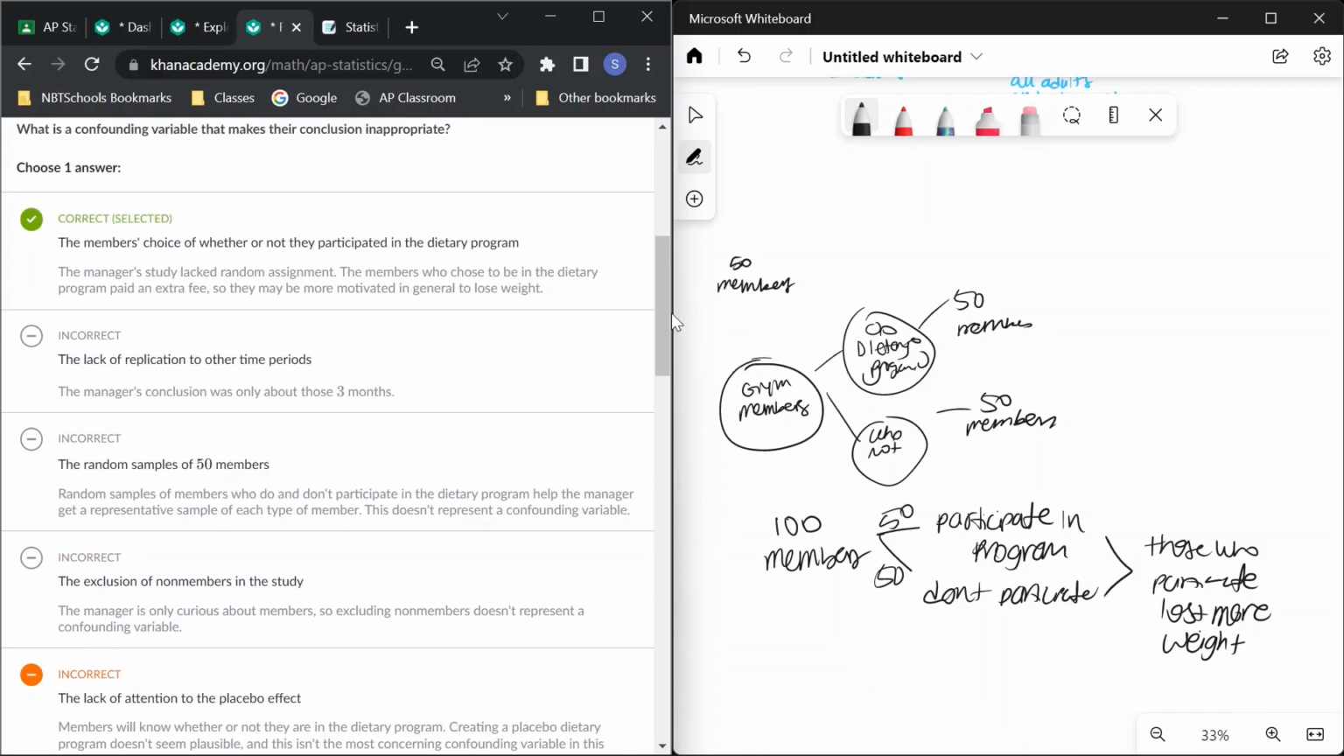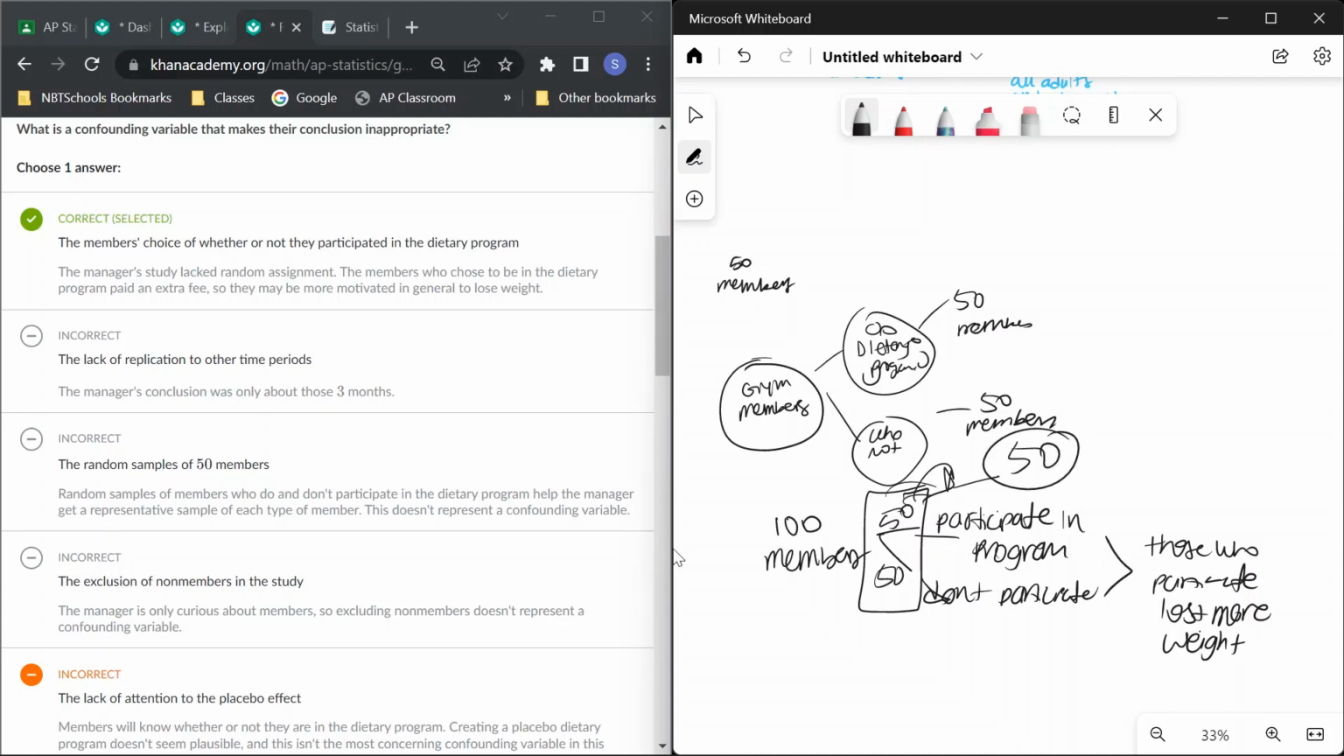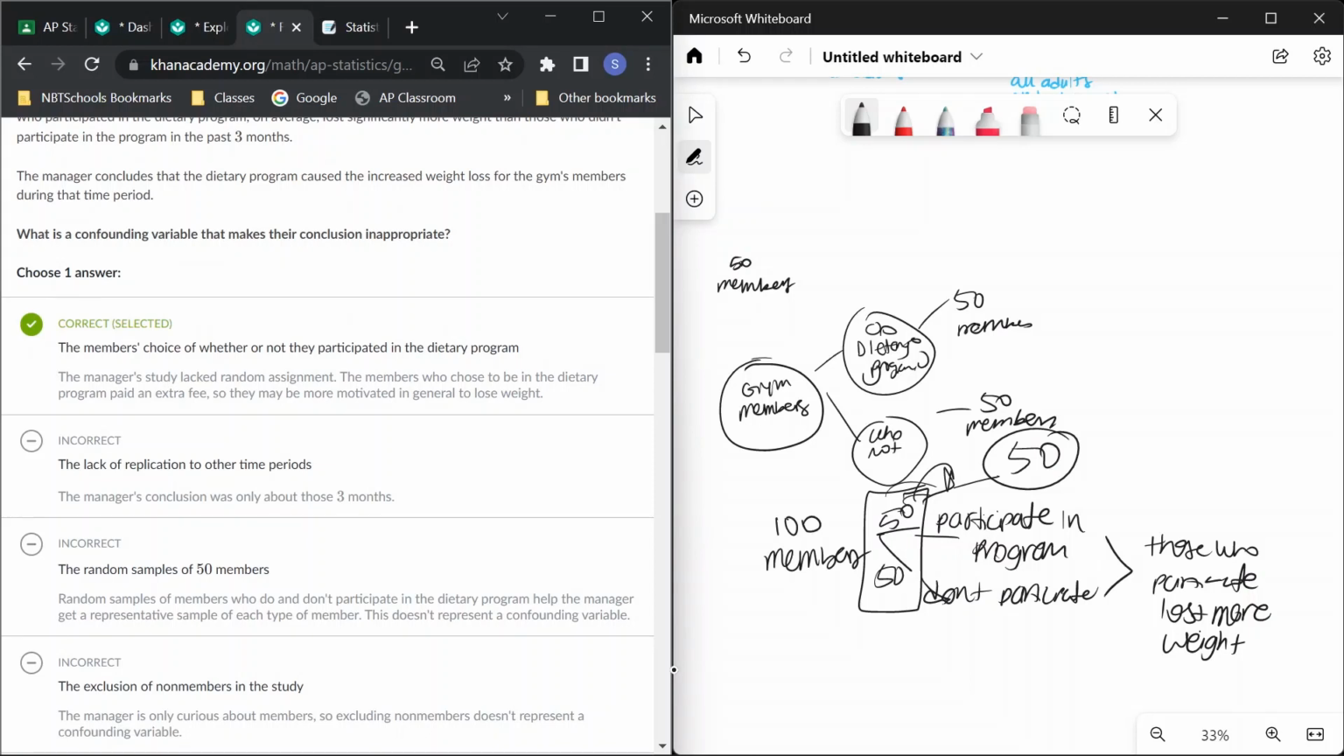The member's choice of whether or not they see, that's what I said. Technically, I was confused, right? Because where was the random assignment? There was no random assignment to the treatments, right? It was just saying, okay, 50. Wait, oh, it wasn't an experiment. Duh. So they literally just took 50. Oh my god, I'm so smart, bro.